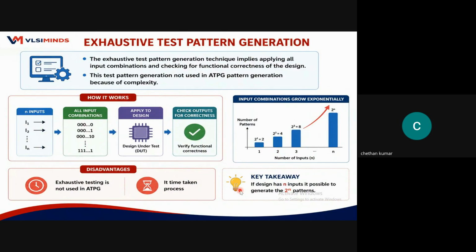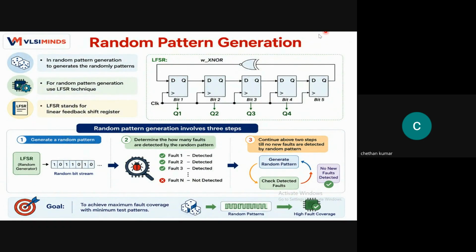When it comes to random pattern generation, as I mentioned, it will use an LFSR, a linear feedback shift register, which generates patterns randomly. Based on that, it will keep generating patterns and apply them onto our device or design. The same process keeps repeating until no new faults are detected.